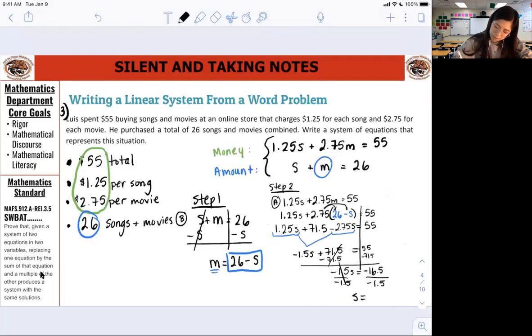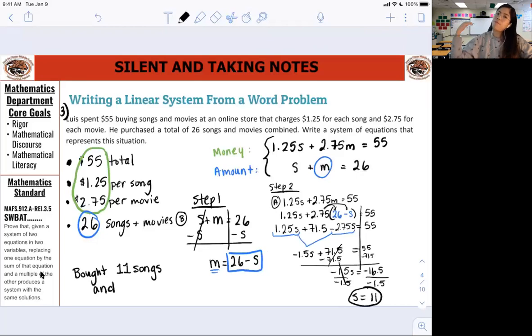Now what does that represent again? The amount of songs he bought. Good. So now we know that he bought 11 songs. And since the songs and the movies have to add up to 26, this is not too difficult now. How many movies did he buy? 15 movies.